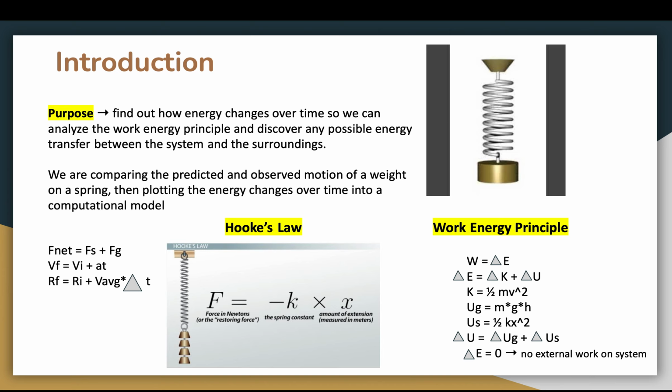Lastly, we use the work-energy principle, which states that the change in energy is equal to the work, in this case change in kinetic energy and potential energy. We also know that the change in potential energy is equal to the change in gravitational plus the change in spring potential energy in this case because we are hanging an object from a spring. Lastly, we know the total change in energy equals 0 when there is no external force acting upon the system.